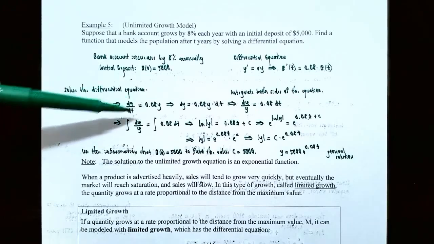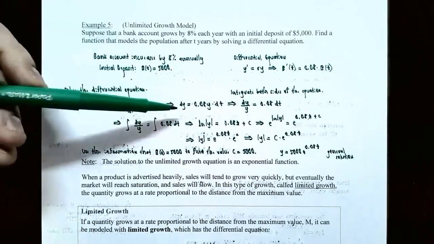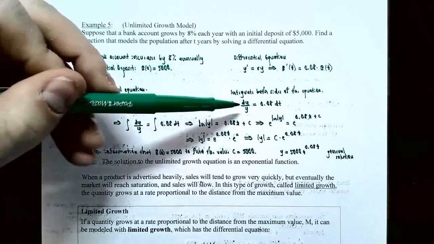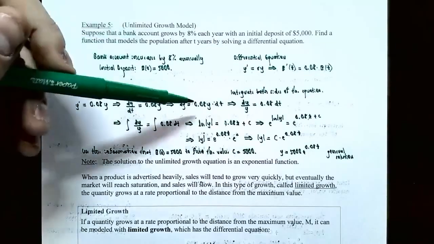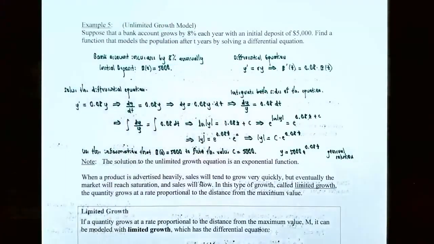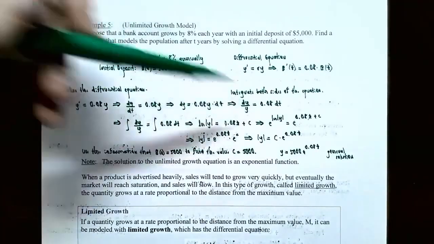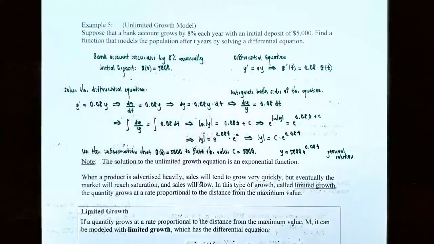Notice that you can multiply both sides of the equation by dt to get dy on one side of the equation is equal to 0.08y times dt on the right side of the equation. So now you can divide both sides of the equation by y to get dy divided by y on the left-hand side of the equation is equal to 0.08 times dt on the right-hand side of the equation. So everything in terms of y is on the left-hand side of the equation. Everything in terms of t is on the right-hand side of the equation.